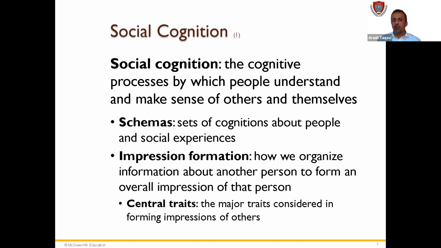After that, the second part is impression formation: how we organize information about another person to form an overall impression of that person. If you think, yes, that man or that woman is lazy, he or she is always lazy. Why? I have seen, for example, two times in the last year, and both times he or she was asleep. You gain some samples and generalize to an overall impression of that person. It is called impression formation. You form an overall impression about one person, about one race, about one ethnicity, about one nationality, about one part of, for example, the world, or a geographical territory.